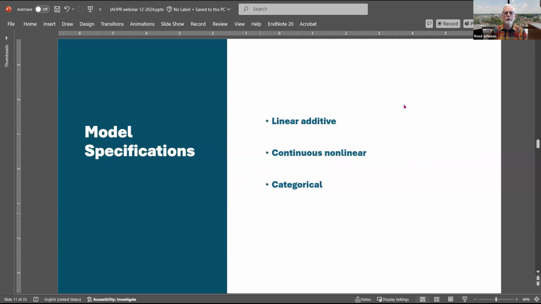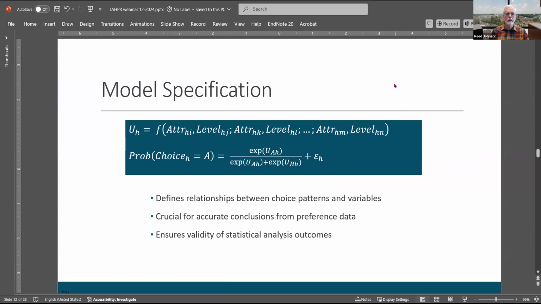All right, I'm going to take a look today at 3 different model specifications. But all of the models will be based on this particular statistical model, where we define the utility of alternative H as a function of the attribute levels. You have all of the attribute levels that are shown in that attribute. The probability of choosing A.